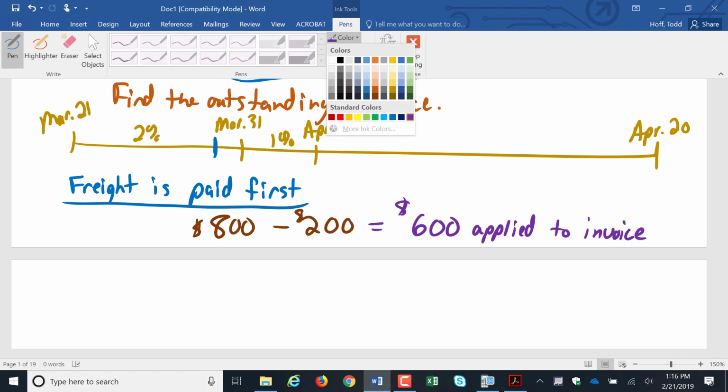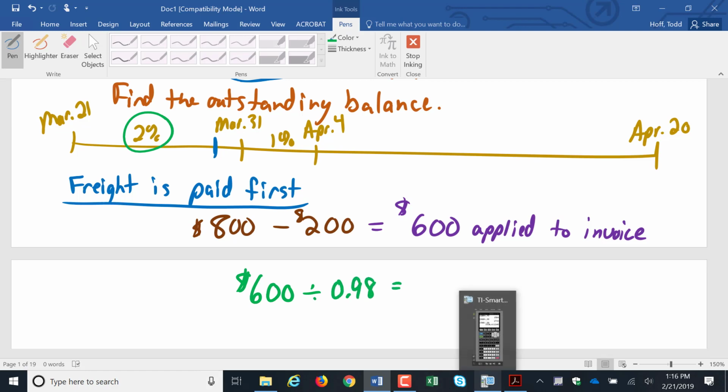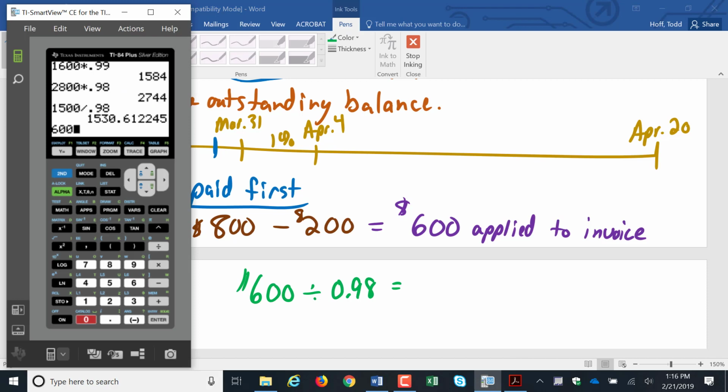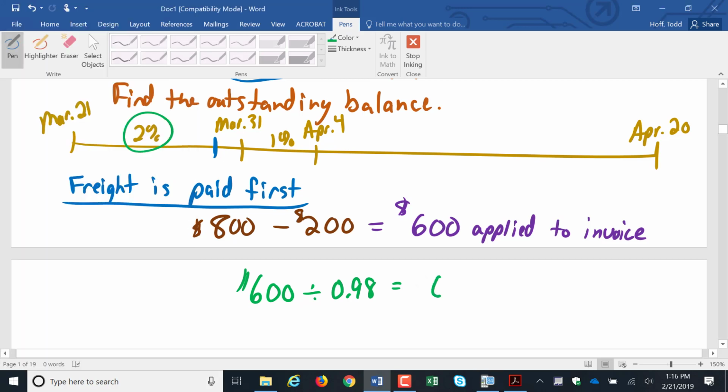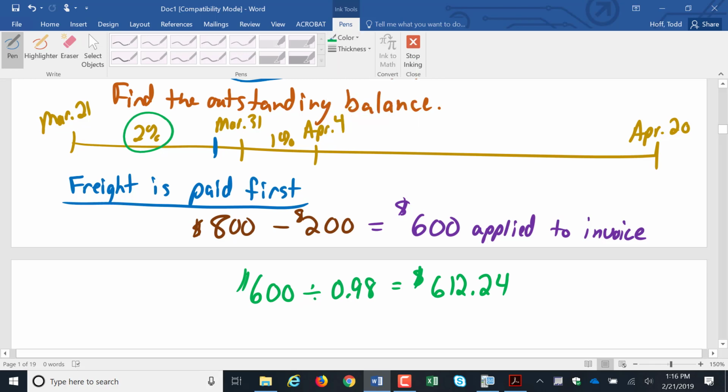Then that $600 is going to be adjusted by the discount. Discount of 2%, so the complement is 98 or 0.98. We divide by 0.98, giving us $612.24. So $612.24 is applied towards this invoice after the freight is paid.